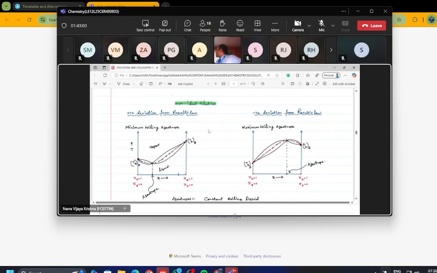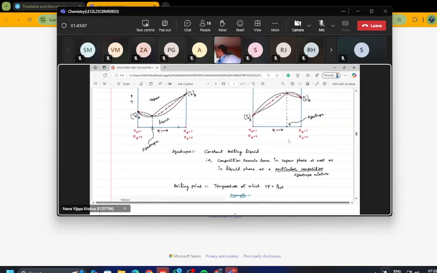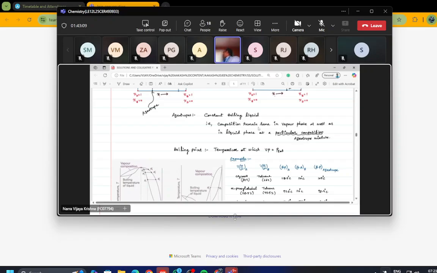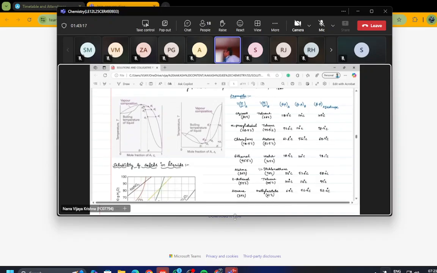Then minimum boiling azeotrope, maximum boiling azeotrope. Done or not? What is an azeotrope? Constant boiling liquid. The composition remains the same in the vapor phase as well as in the liquid phase at a particular composition. We call it an azeotropic mixture, right? Examples. See this example.